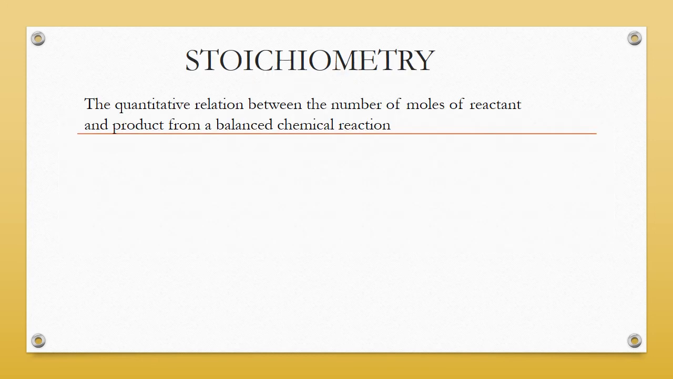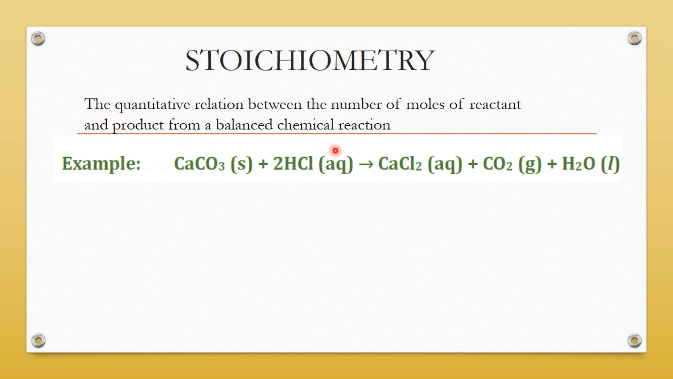Stoichiometry can be defined as a quantitative relation between the number of moles of reactants and product from a balanced chemical reaction. So this is an example of a balanced chemical reaction, and from it we can extract a few pieces of information, such as 1 mole of calcium carbonate will react with 2 mole of HCl.